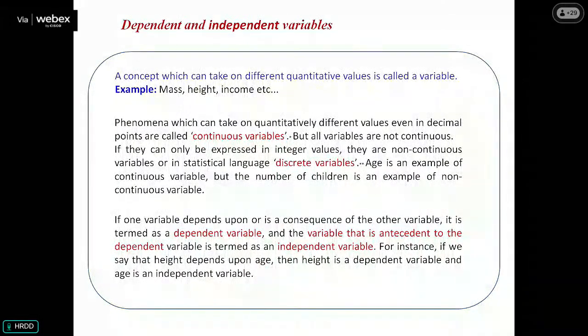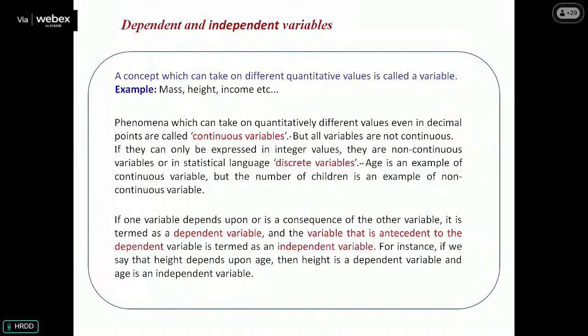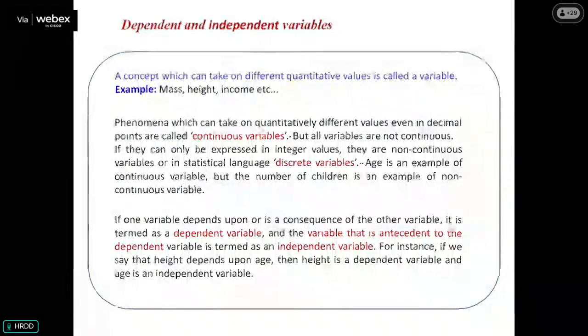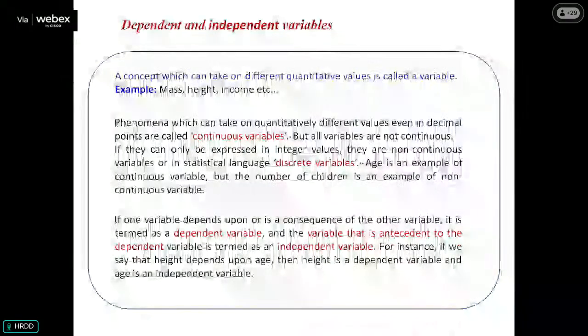Another thing is that if there is a variable which depends on, or is a consequence of, another variable, then that is termed the dependent variable. The variable that is antecedent to the dependent variable, on which it is dependent, is the independent variable. So these are the two variables you mostly have to deal with in research design: independent variable and dependent variable. The independent variable you are not changing, but the dependent variable is dependent on the independent variable. The independent variable is independent of it.